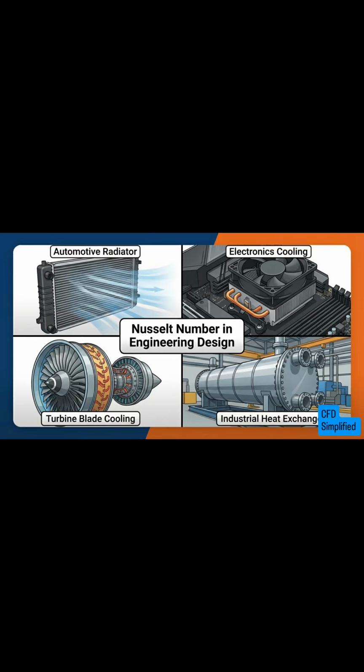3. Performance comparison. When comparing two designs, a higher Nusselt number means better thermal performance. For example, different fin geometries, different flow velocities, laminar versus turbulent flow. The Nusselt number gives a clean, dimensionless comparison. In tools like ANSYS Fluent, the Nusselt number can be calculated using wall heat flux, wall temperature, and bulk fluid temperature. It's commonly used in post-processing to evaluate heat transfer efficiency.